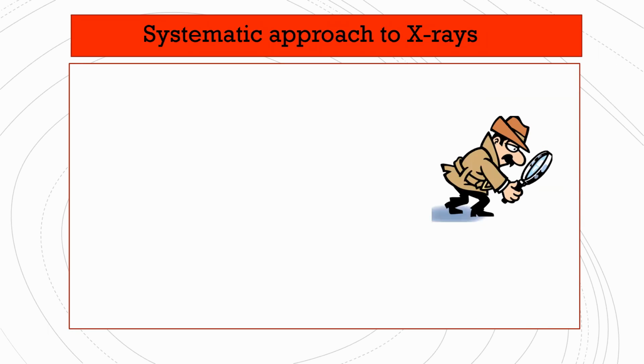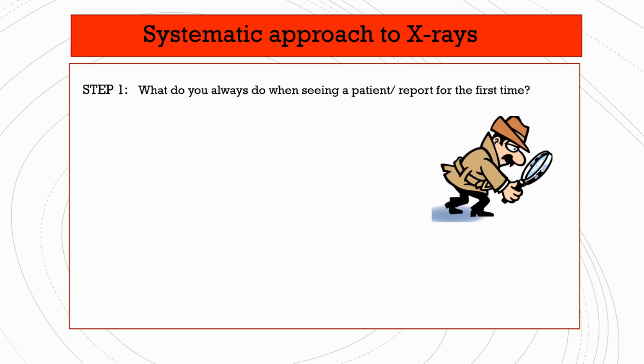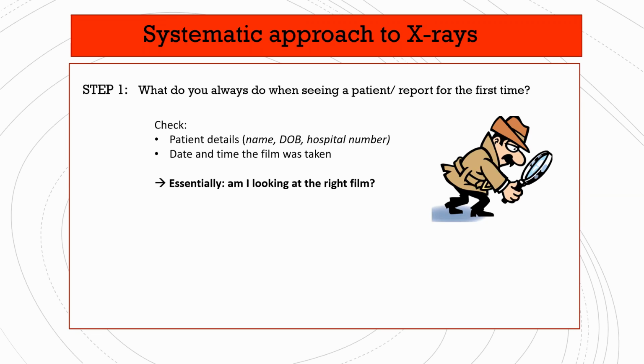Okay, so doctors are always on a little investigation. How are we going to investigate a chest x-ray? The first thing you do, as always, when you see a patient or a report for the first time, is check the patient's details. That's really important. The name, the date of birth, and the hospital number. Because essentially, am I looking at the right patient? Otherwise, you're going to make some very bad clinical decisions, aren't you?